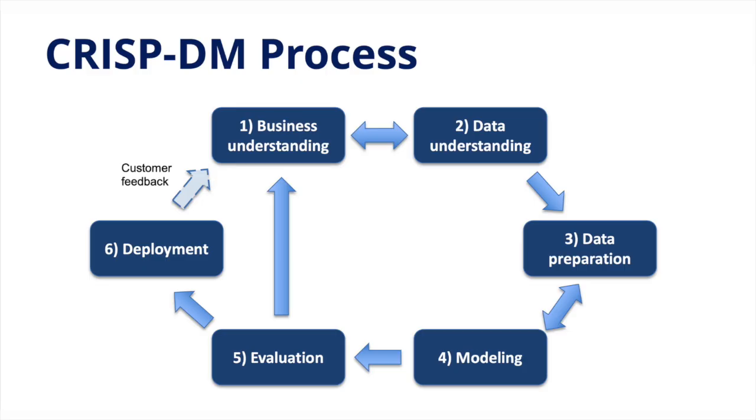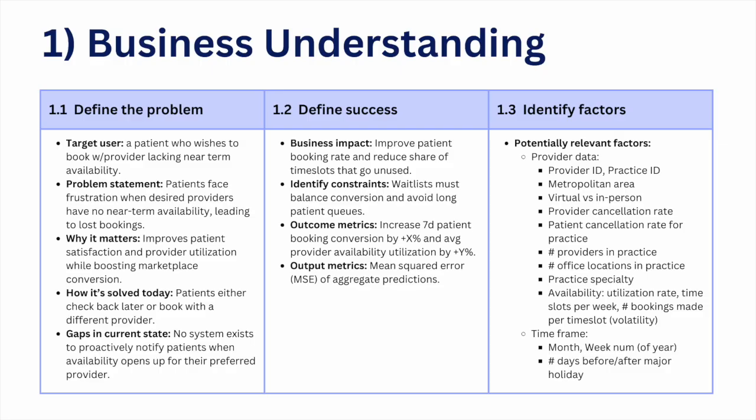Now, CRISP-DM is the framework we use for ML product development, guiding us through multiple stages, sometimes in a nonlinear fashion. I'll be focusing on just a few of the key elements relevant to this assignment, starting with business understanding. The target user for this solution is any patient using a healthcare marketplace who wants to book with a provider that lacks near-term availability. The problem matters because patients face frustration and may abandon the platform if they can't secure their preferred provider, which impacts both user satisfaction and business performance.